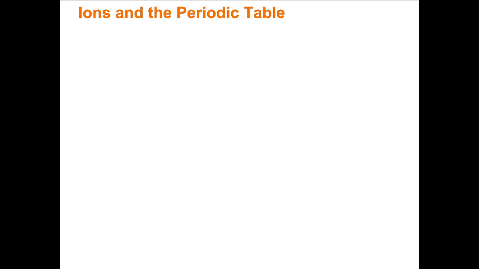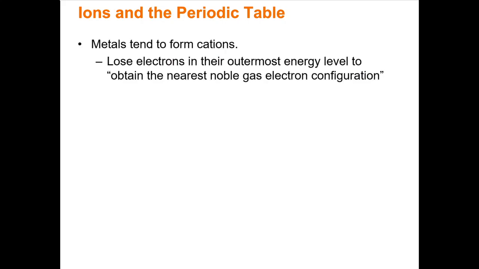Okay, so moving into ions. We've said that metals tend to form cations. In other words, they tend to lose electrons from their valence. And we're going to use this phrase, obtain the nearest noble gas electron configuration, and we'll take a look at what that means. But essentially it means that they want to lose or gain electrons, in this case lose electrons, to be more like a noble gas.